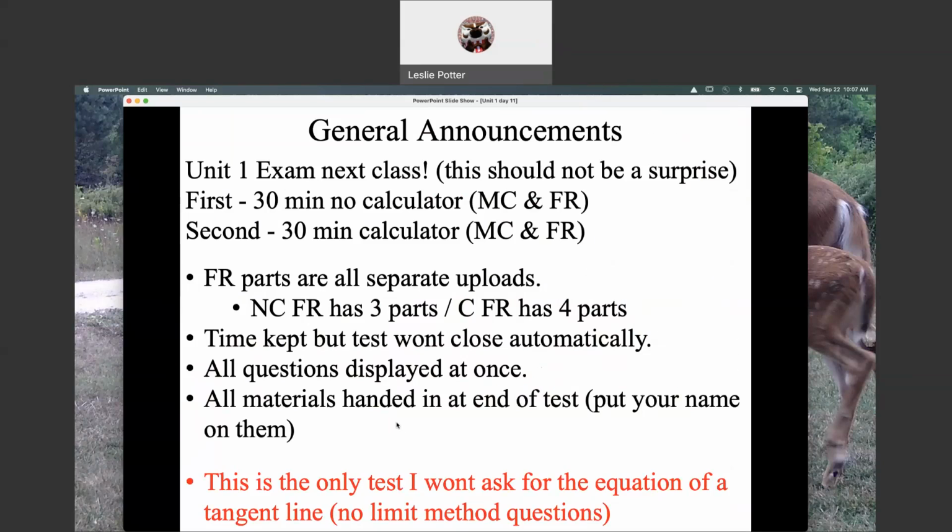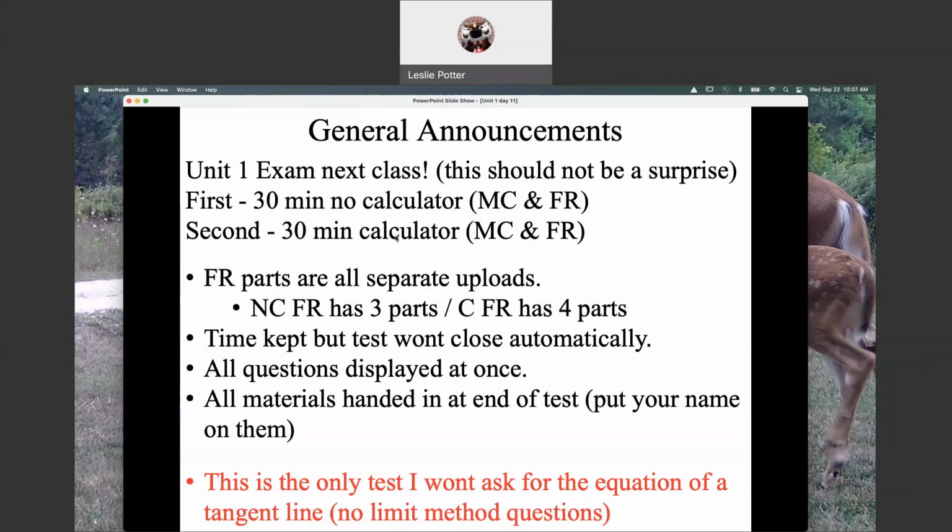Has anyone here taken an AP exam? Okay, so those of you who have know that you have a multiple choice part and a constructive response part. Okay, and so I do the same thing for all my tests. So all my tests follow that format. We have a 30-minute no calculator test, and we have a 30-minute calculator test because calculus is split up into two different types of tests. One you can use a calculator for, one you can't.